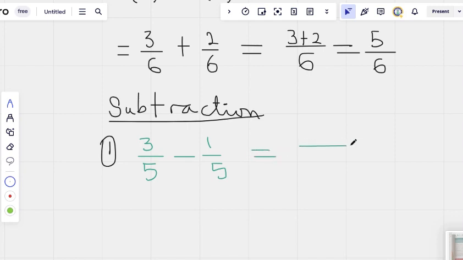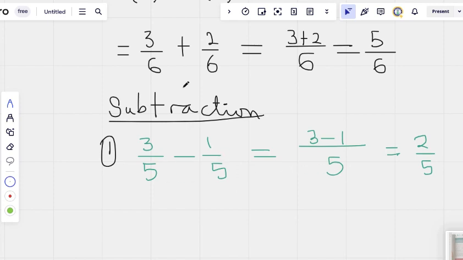The rest is easier. You just write the denominator, and you subtract the numerator. Subtract 3 minus 1, it will give you 2. So the answer to our fraction will be 2/5. 3 minus 1 is 2, then you just write the denominator, 2/5. So this becomes easy, cheap and easy.